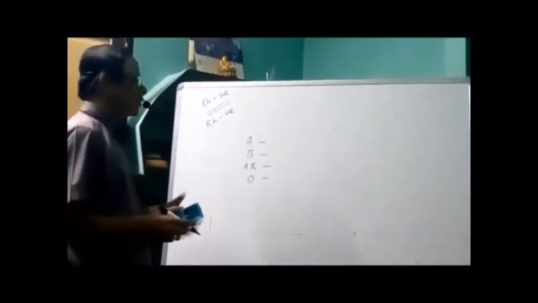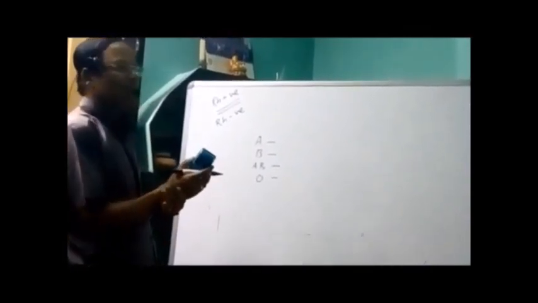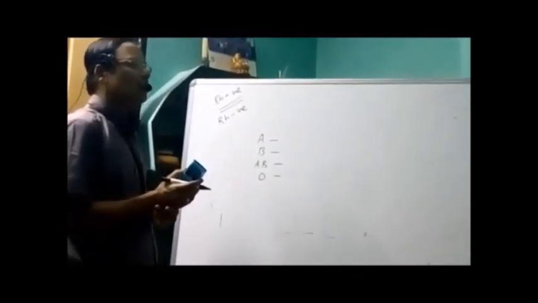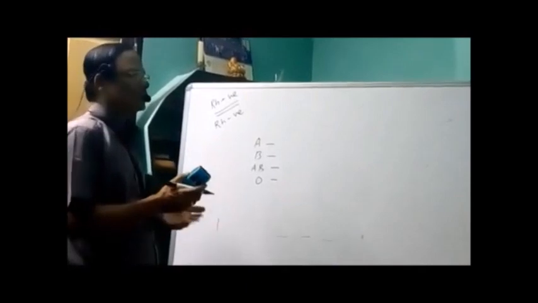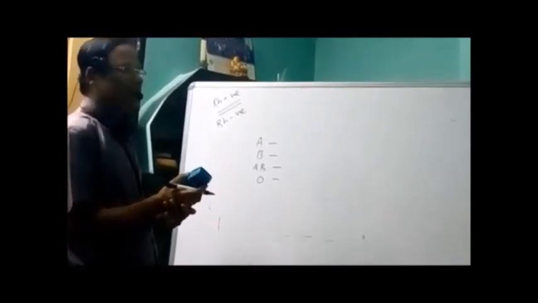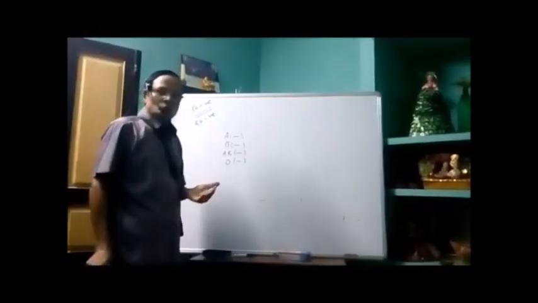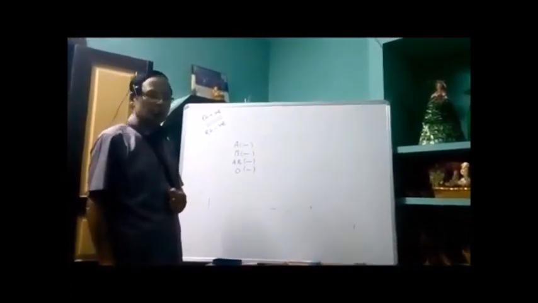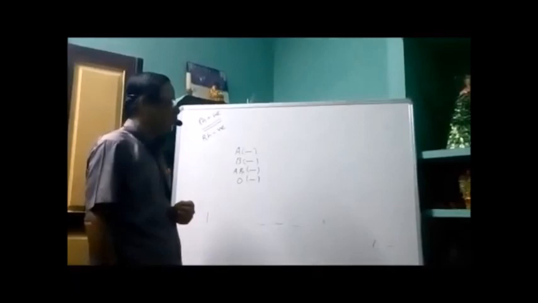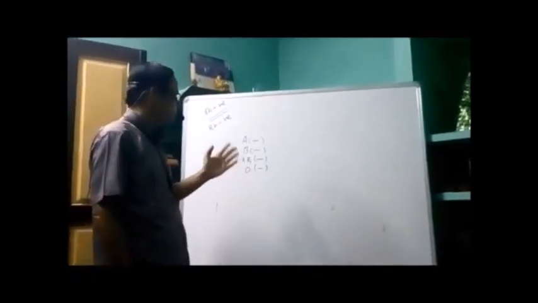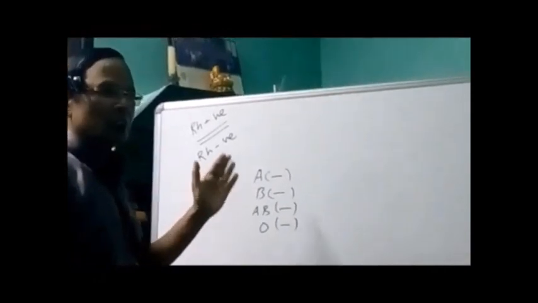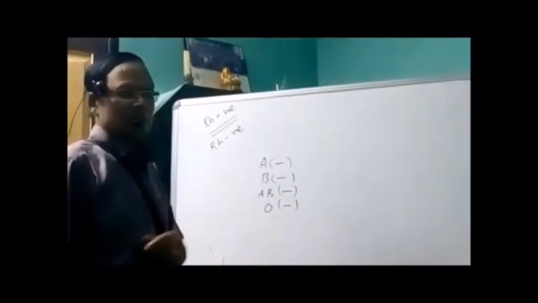Now, I mentioned already that 85% of the people are RH positive. The most common type is O positive. Next comes A positive, then B positive, and finally AB positive. So I mentioned already A positive means A antigen with RH antigen.